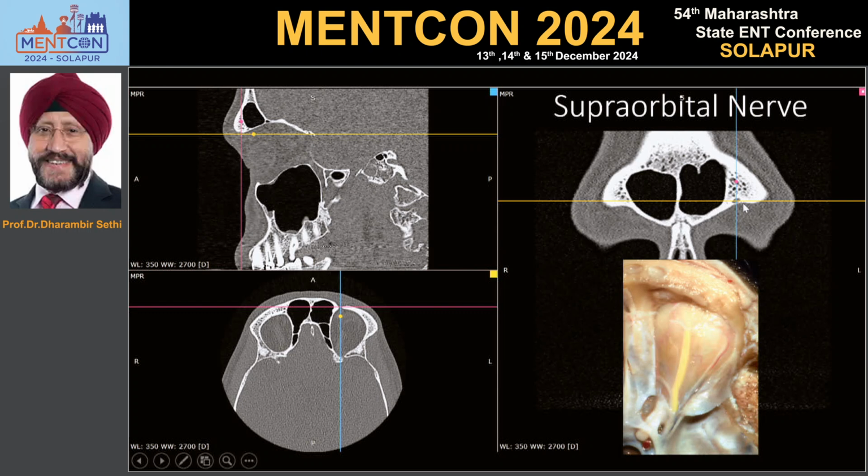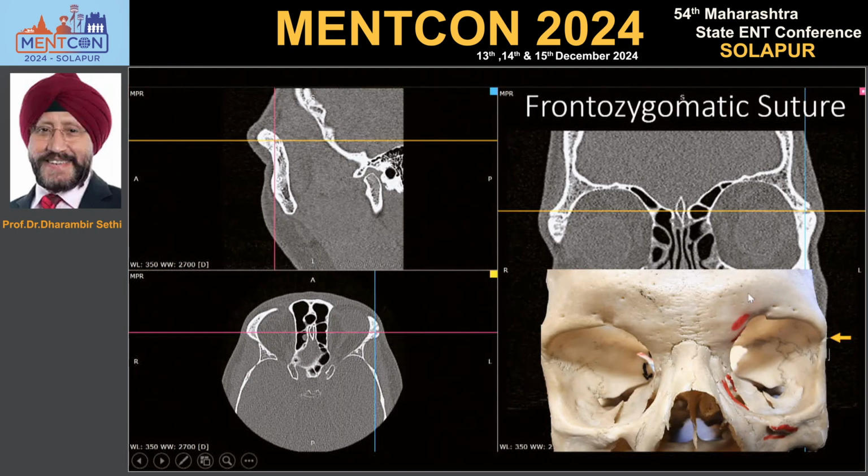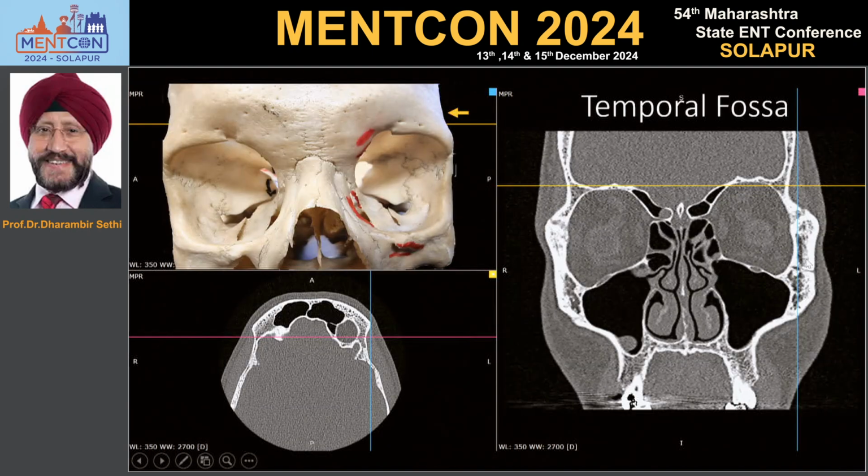Now, if you go laterally, you'll see the supraorbital nerve. The supraorbital nerve is the branch of the frontal, which itself is the branch of the ophthalmic. It divides into two. This is the frontal nerve, and this is the lacrimal nerve, and there's the trochlear nerve. All these three are the extraconal nerves. If you go laterally, you'll see the frontozygomatic suture right here, and just above that, this narrow portion here, the depression here, is the temporal fossa, which is the most anterior part of the temporal fossa. It's also called the hairless temporal fossa, where there's no hair, right here in the temple.